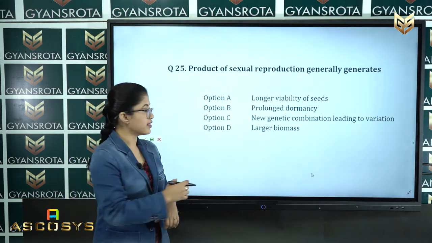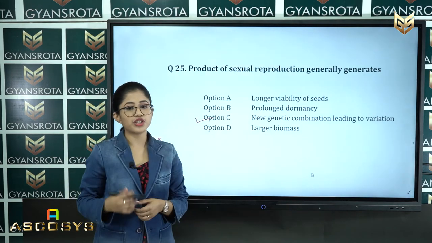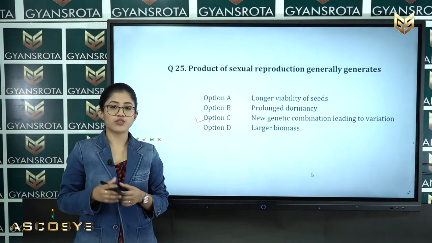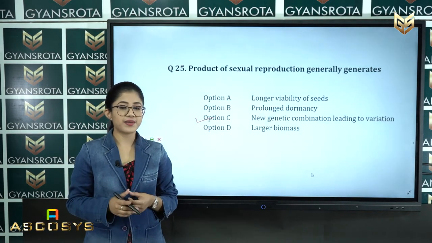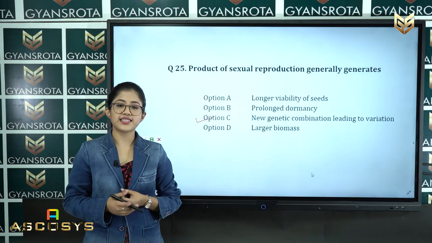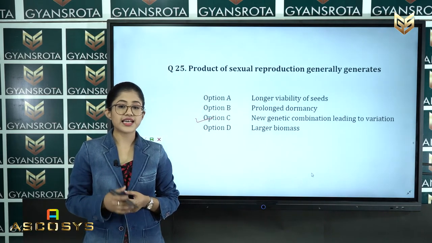That is option C, that means new genetic combinations which lead to variations. So in sexual reproduction, variation takes place. So option C is the correct answer. Now let's see the next question.